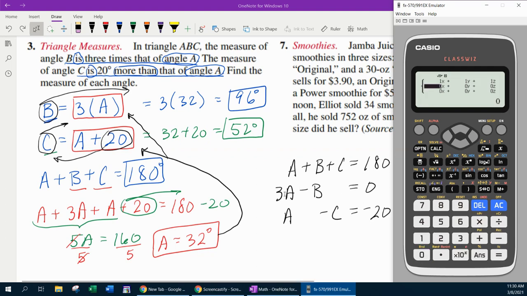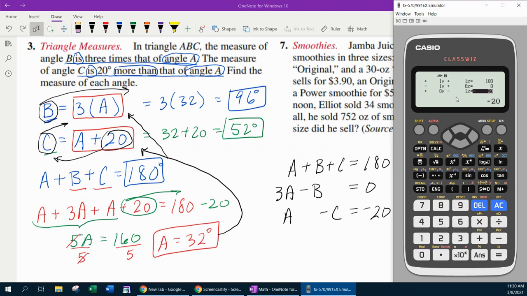For the second equation, a and b, that's going to be 3 and negative 1. And then for z, which corresponds to c, we're going to input 0 because there is no c. And then 0 again for the constant. And then for the last equation, a is 1, b doesn't exist, so 0, c is negative 1, and equals negative 20.